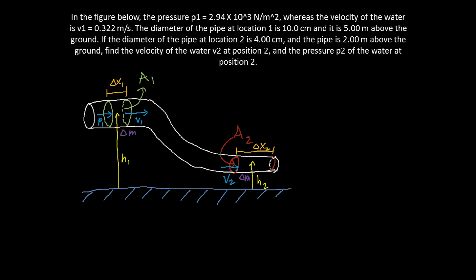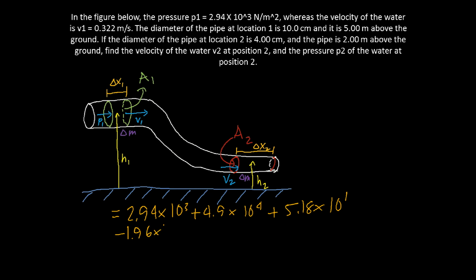So simplifying those values, we will have 2.94 times 10 raised to 3 plus 4.9 times 10 raised to 4 plus 5.18 times 10 raised to 1 minus 1.96 times 10 raised to 4 minus 2.02 times 10 raised to 3. And our final answer should be 3.04 times 10 raised to 4 newtons per meter squared. So here's our final answer.